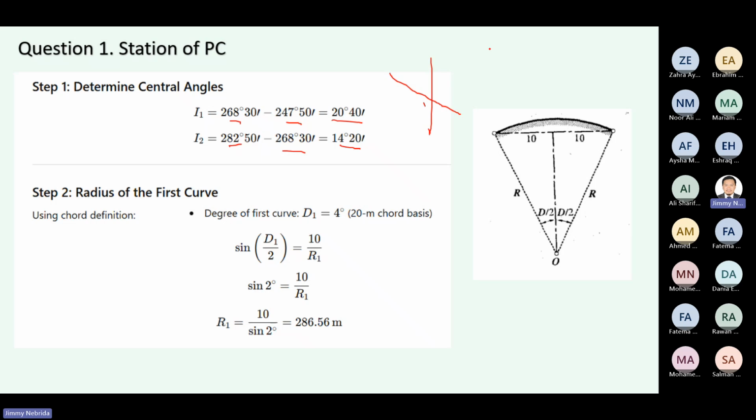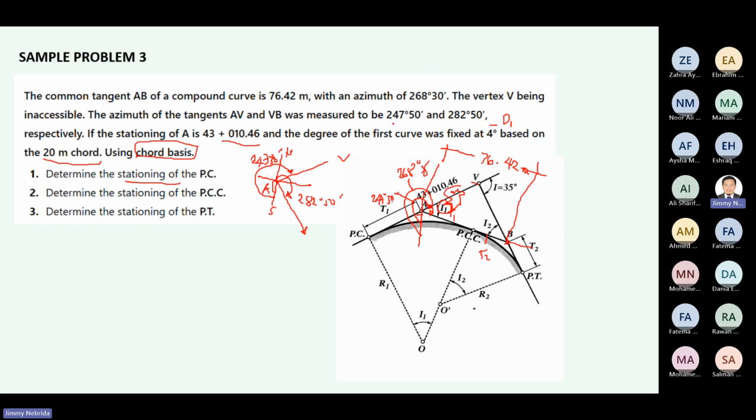It should be like this. Here is 282 from the south. Going here is 268. That's why you have here your I2. Okay? If you're going to plot this one in AutoCAD, it will be easier to identify. But you have to read, okay? You have to read. But sometimes figures are not given.